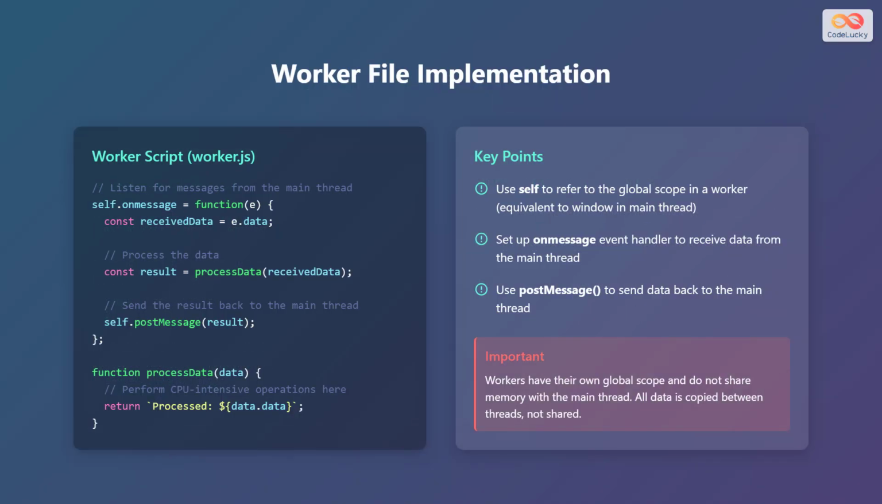Inside the worker script, listen for messages from the main thread using the onmessage event handler. Extract the data sent from the main thread. Process the data as needed, performing the required operations. Send the result back to the main thread using the postMessage method. It's important to note that workers have their own global scope and do not share memory with the main thread. All data is copied between threads, not shared.